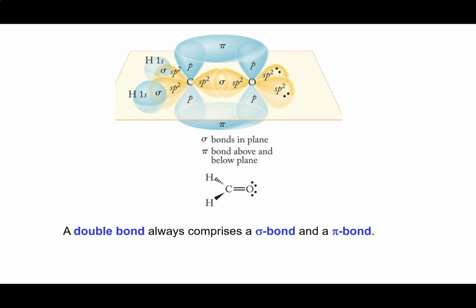Okay, so here's the full diagram for formaldehyde. The important thing to keep in mind is that a double bond always involves one sigma bond, which is that one in there, and then one pi bond, which are these regions of electron density above and below the line joining the centers of the two atoms.